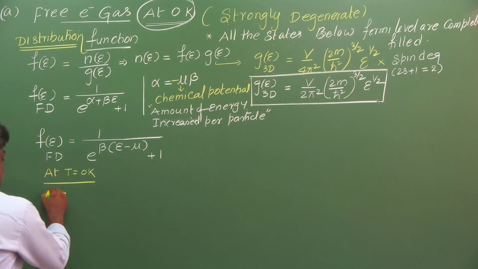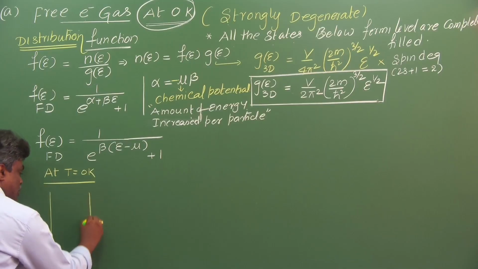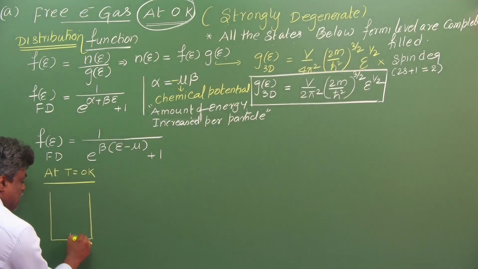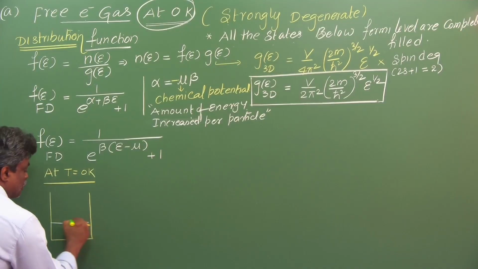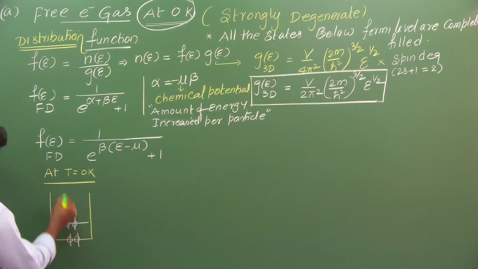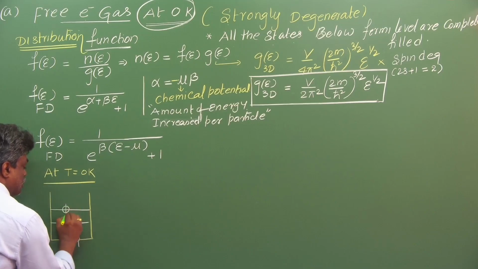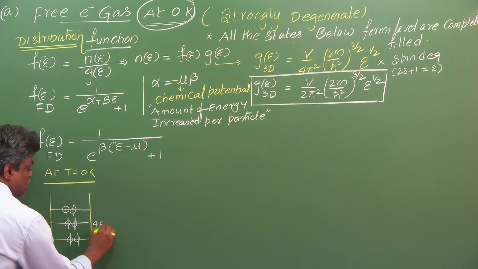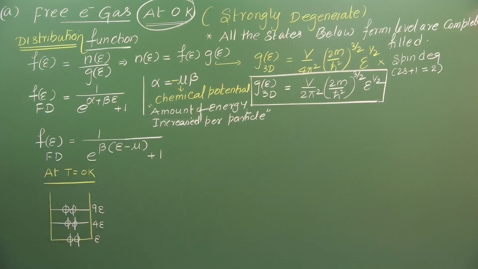Now here I have taken a 1D box. So this is the ground state. Maximum how many electrons? 2. And here the first excited state, 2. Like that I am distributing. And here also 2 electrons are distributed. The energies are E, 4E, 9E. Total how many electrons? 6.